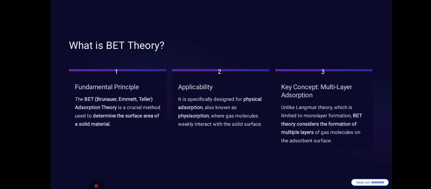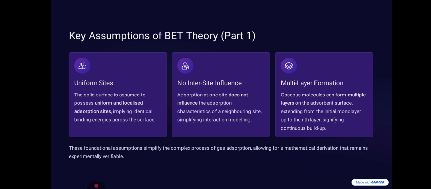The main key concept is multi-layer adsorption. Unlike Langmuir theory, which is limited to monolayer formation, BET theory considers the formation of multiple layers of gas molecules on the adsorbent surface.